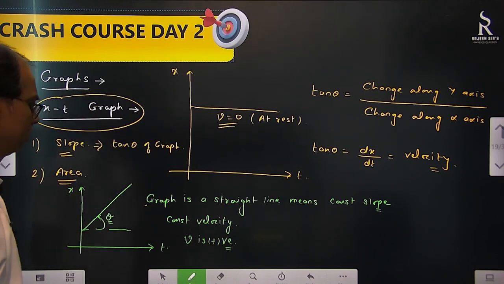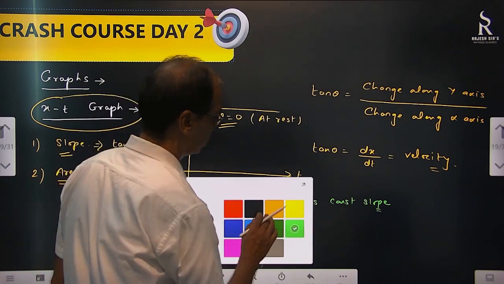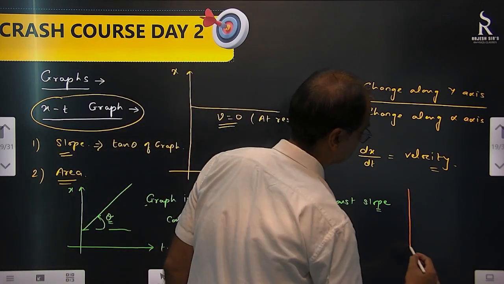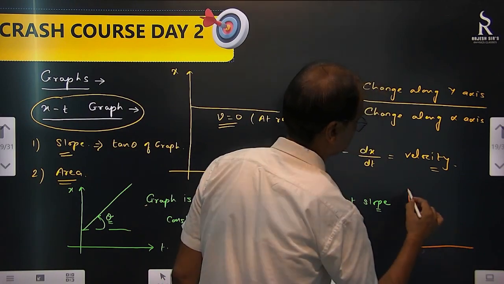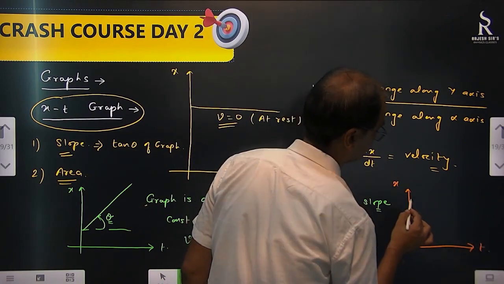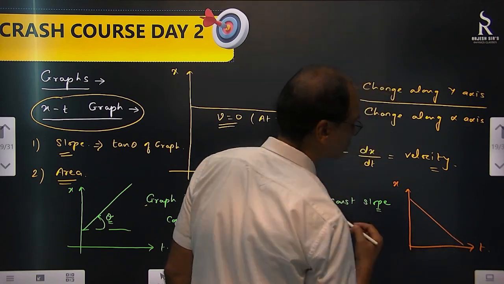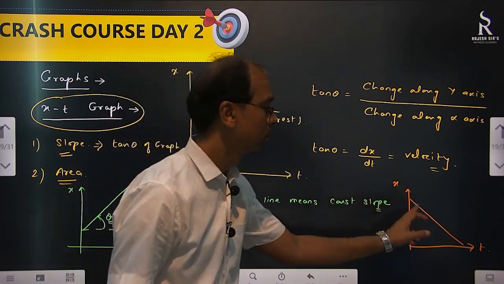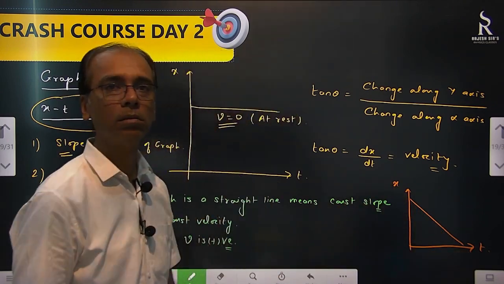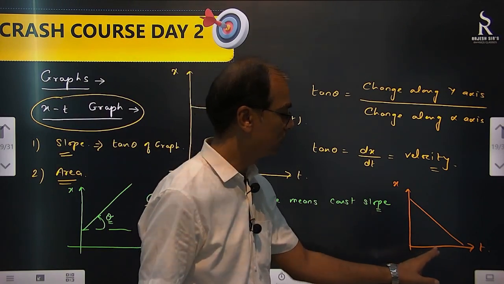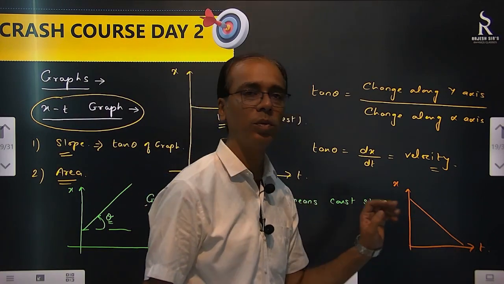Another one shall we make? Okay, another one we will do here. This is x. This is t. This time we will make the graph like this. With the time, what's happening? You are moving in this way. As time is passing, when t is 0, you are here. As t is increasing, you are moving in this way.